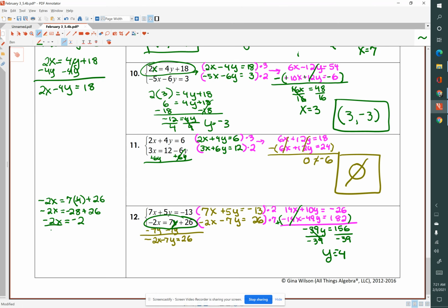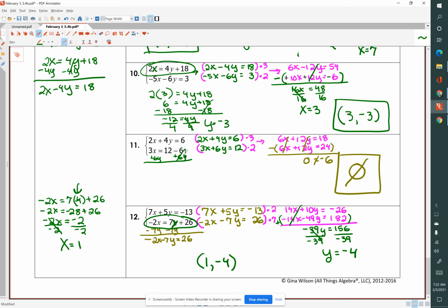And negative 2 divided by negative 2, x equals 1. So we had a negative 4 here. Let me neaten that up. I want to make sure you see that. So 156 divided by negative 39 is a negative 4. And we put a negative 4 as our substitution. 7 times negative 4 is negative 28. Negative 28 plus 26 is negative 2. And then we finish it off and get x equals 1. So our ordered pair, 1 comma negative 4.